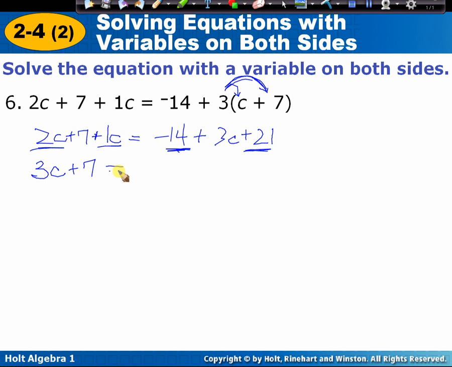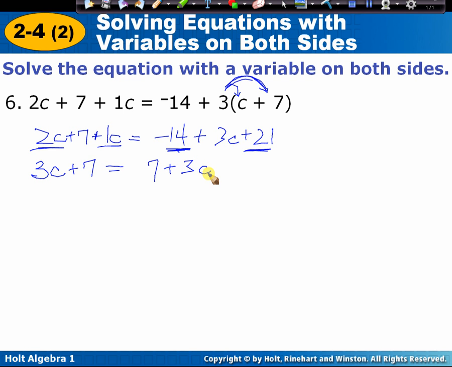I'm going to bring down my equal sign. And I'm left with what I have on the other side, which is a negative 14 and a positive 21. So I'm going to go ahead and combine negative 14 plus 21, and that's going to give me 7. And then I have my positive 3C still over here.